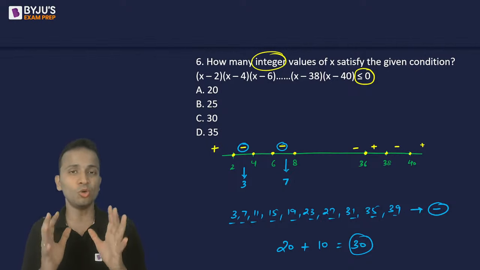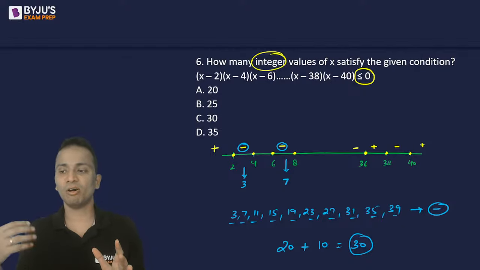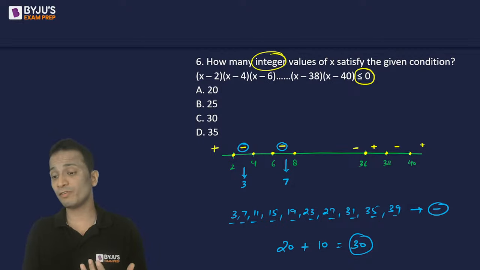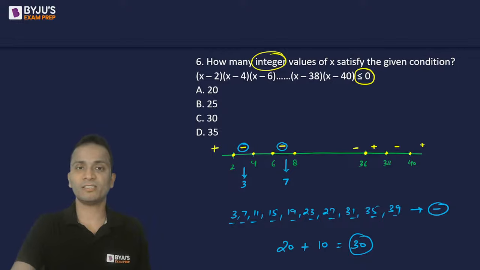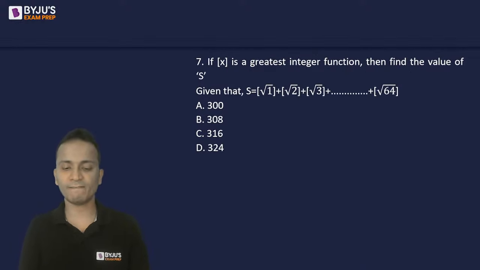Please do not be always in a hurry. Otherwise, if you are not able to understand the question, you will not be able to get the correct answer. So the correct answer here is option C. Let's move on to question number 7.